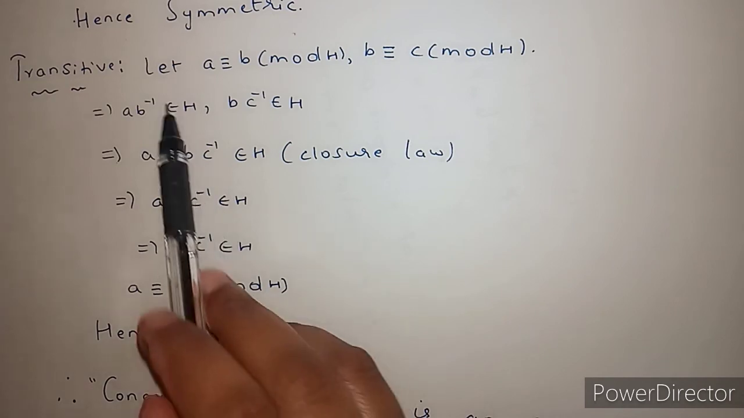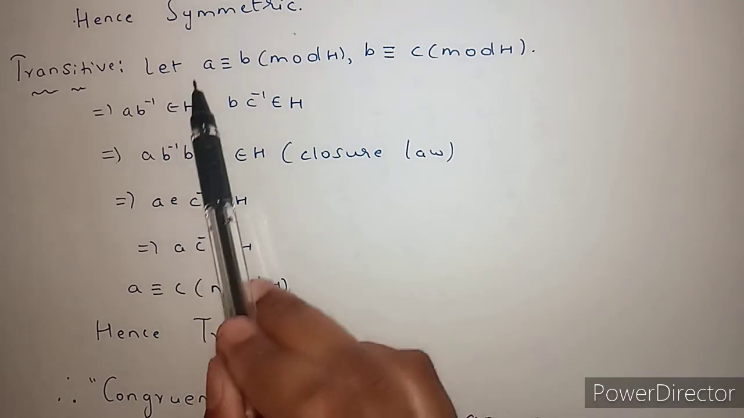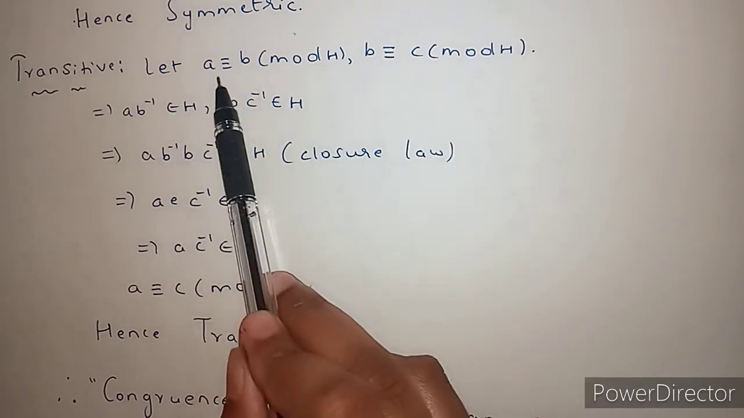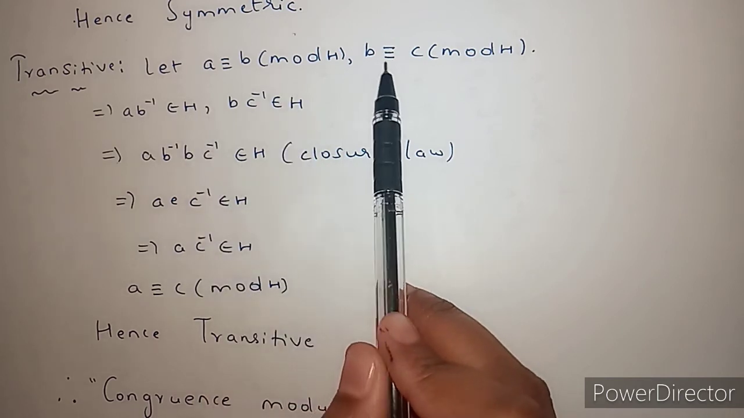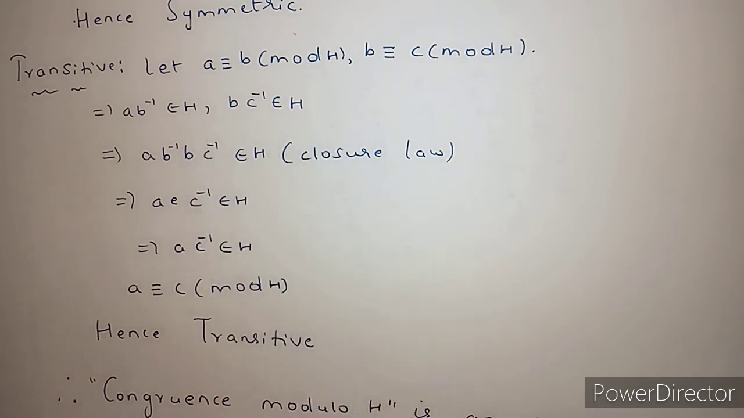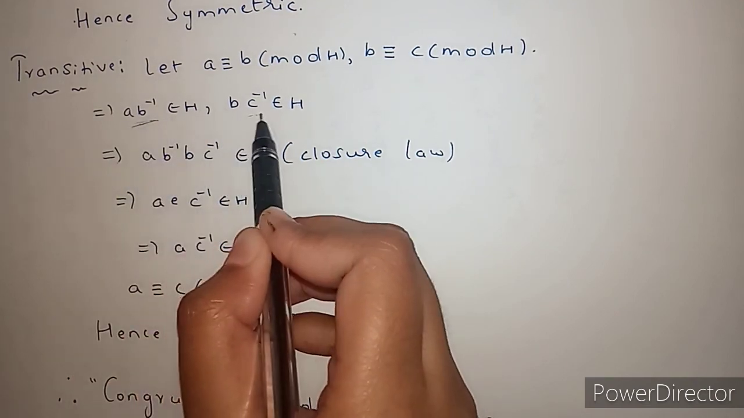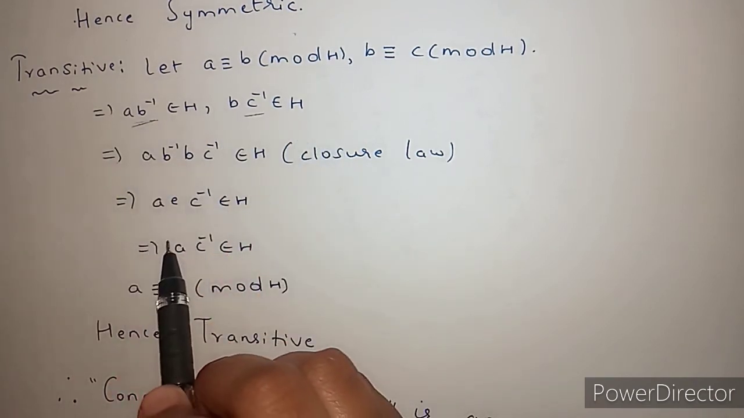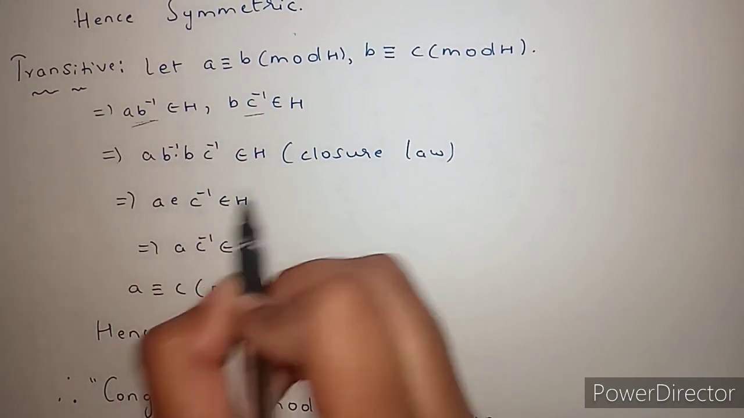Next, transitive. If a is congruent to b mod H and b is congruent to c mod H, we have to show that a is congruent to c mod H, right? If a is congruent to b mod H, then ab inverse belongs to H. Next, if b is congruent to c mod H, then bc inverse belongs to H. Now, if a, b belong to H, then a dot b also belongs to H. This is the closure law, right? So if ab inverse and bc inverse belong to H, then their product also belongs to H: ab inverse times bc inverse belongs to H.